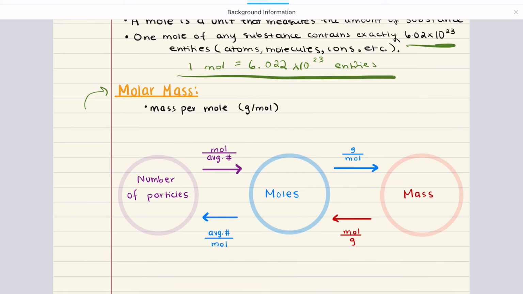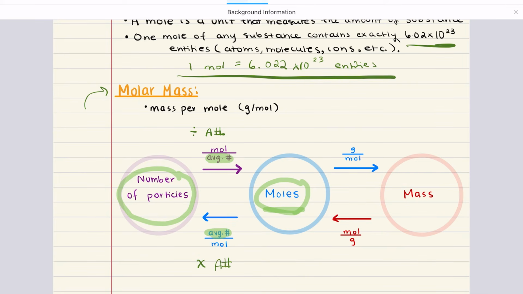So let's start by saying that you know the number of particles and you want to convert that to moles. How do you do that? In order to do that, you divide by Avogadro's number. If you know the number of moles and you want to go back to number of particles, you're going to multiply by Avogadro's number.